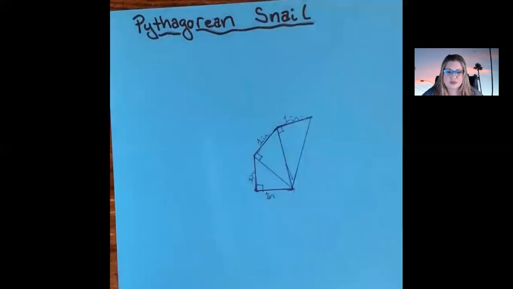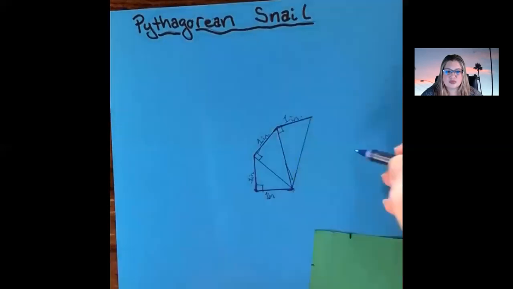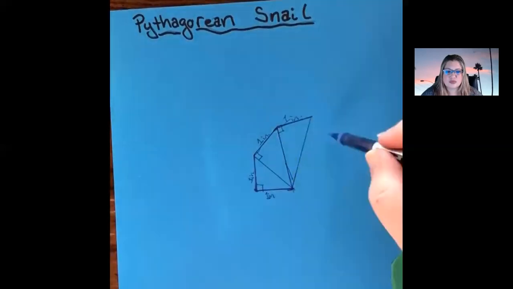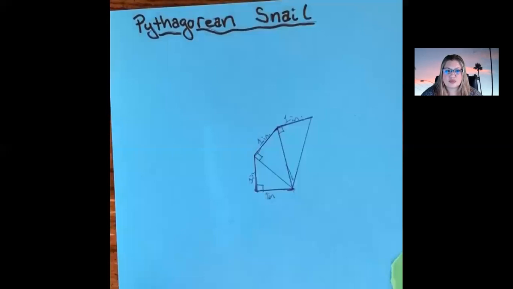Okay? And then I'm going to continue doing that again. You see how that would work. One more time. I would do this, then connect, then do this, then connect. And what it should end up doing is making a swirl all the way around. And it's called the Pythagorean squirrel, or the Pythagorean snail, sorry.